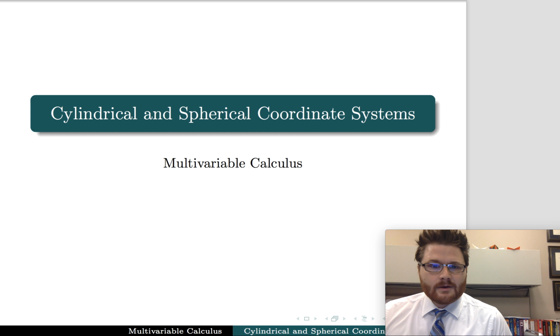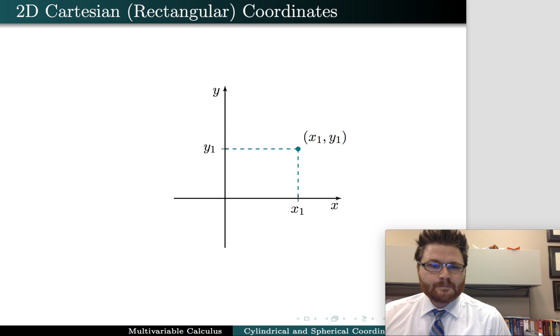Hey everybody, in this video we're going to talk about cylindrical and spherical coordinate systems. So we'll begin by reviewing what we know about the familiar 2D Cartesian or rectangular coordinates. That is, we've got two perpendicular axes, an x-axis and a y-axis, and every point in space can be described by giving an x-coordinate and a y-coordinate.